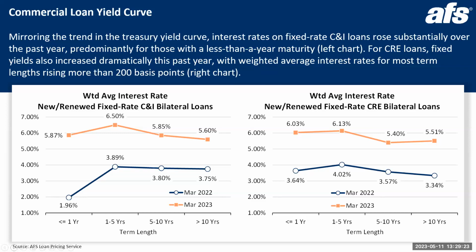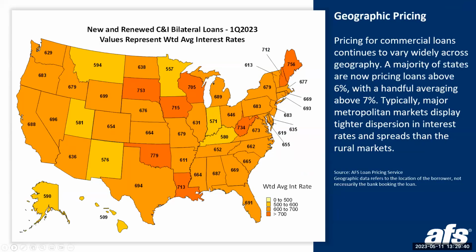In the right-hand chart, we show CRE fixed-rate loans, and we see a similar trend, namely that interest rates rose the most over the past year for the shorter-term durations. On the next slide, we show pricing across the country, and you can view this slide as a heat map to see where interest rates are in the various states. And as you can see, a majority of states are now recording average interest rates at 6.5% or higher. There are only a handful of states reporting average interest rates below the 6% mark.